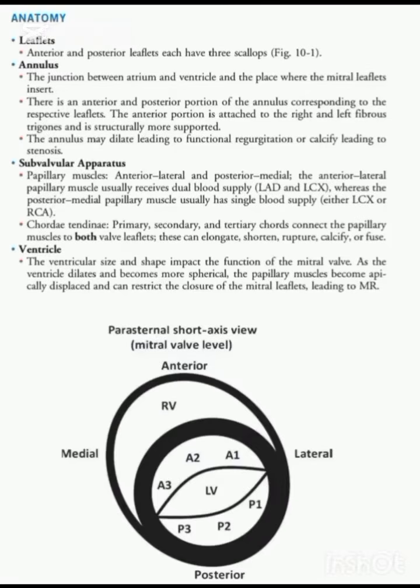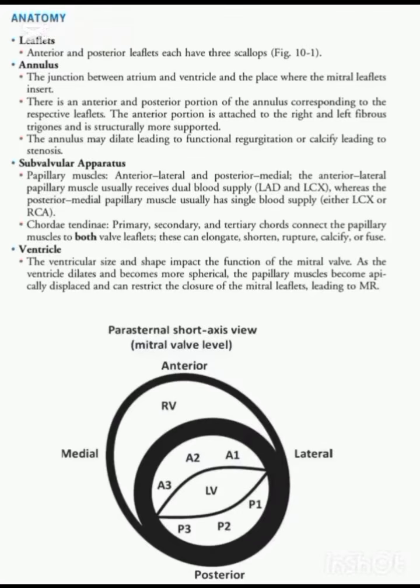Now, first of all, we need the mitral valve anatomy and leaflets. The anterior and posterior leaflets each have three scallops: anterior A1, A2 and A3 scallops from lateral to medial, as you see in the image below, and posterior P1, P2, P3 scallops. These are the 6 scallops of the mitral leaflets: 3 are the anterior leaflet and 3 are the posterior leaflet.